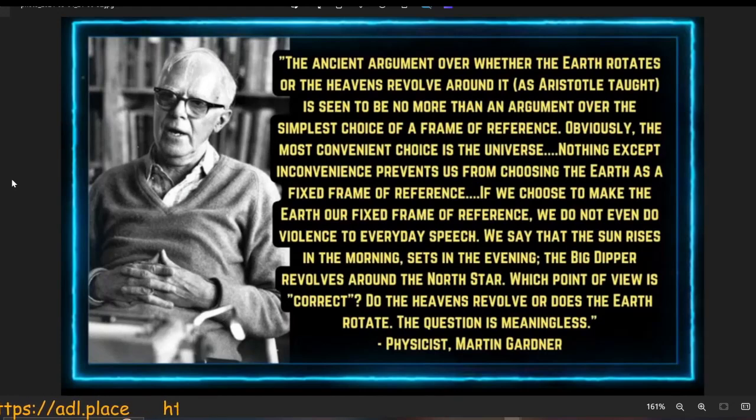Which point of view is correct? Do the heavens revolve, or does the Earth rotate? The question is meaningless. Untrue. It's very meaningful, and of course, it's the latter. Everything rotates around us. People who are grounded understand this. People who are floating in space, lost, spinning out of control, don't.